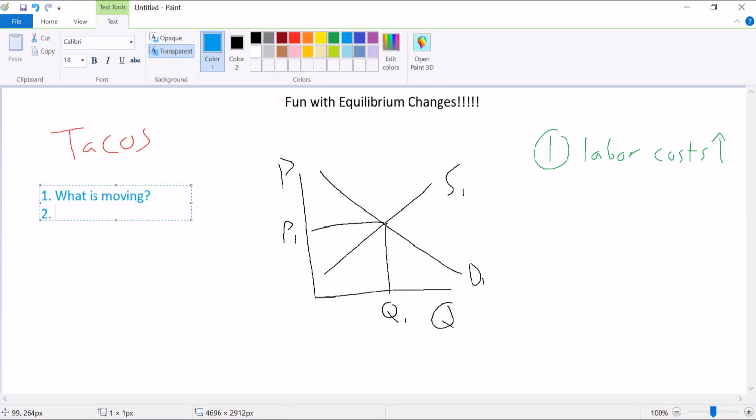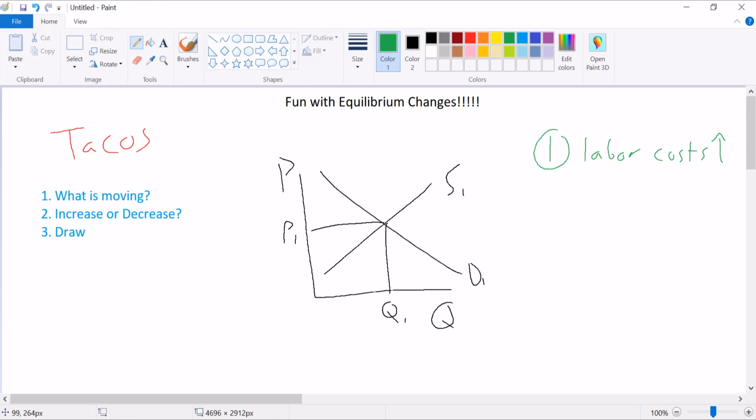Next step, you're going to determine, is it an increase or decrease? Is this going to increase or decrease quantity? In the case of labor costs going up, that's a supply decrease. And if you need to check on that, check out my supply shifters video, which is, I think, two videos ago in this series. And then from there, it's pretty easy. Draw your change.